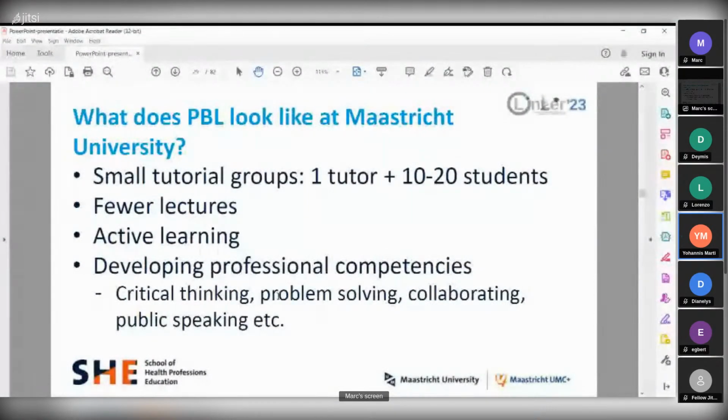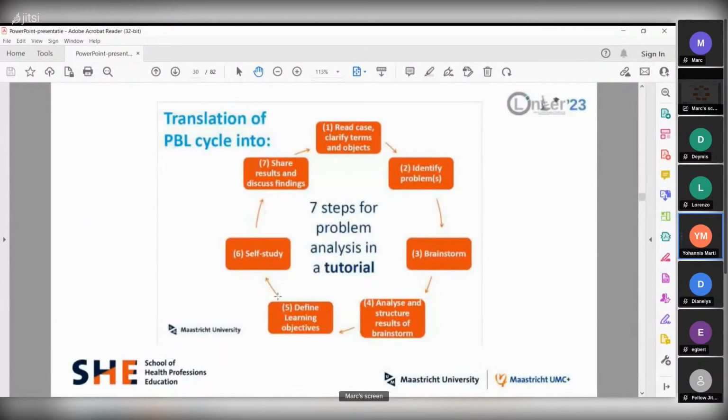All the cases that you discuss in your tutorial groups are related to real life and the contextual learning. And one PBL cycle, so you'll have a case, you have a block book with a couple of cases, and what you're first going to do during the tutorial group is you read the case, and you clarify the terms and concepts, and then you identify the problems. That's the second step. Then you brainstorm with your group about what are possible learning goals, what do we need to learn to solve this case.